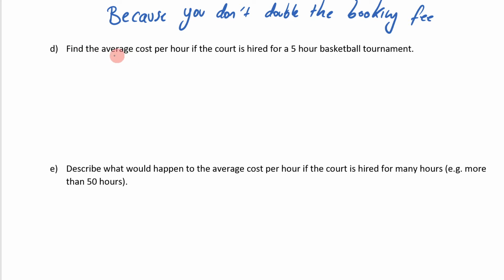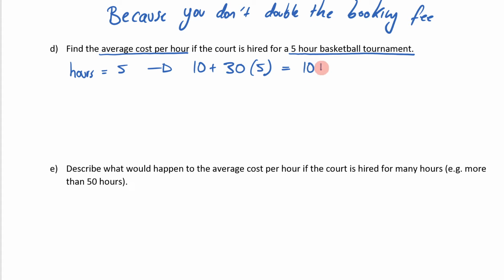It says, find the average cost per hour if the court is hired for a 5-hour basketball tournament. All right, so let's just sub in what we know here. We know that the hours is going to be 5. So that means I've got 10 plus 30, and I put a 5 in there. That's going to be 10 plus 30 times 5 is 150, so it's going to be $160. So for 5 hours, it will cost me $160.